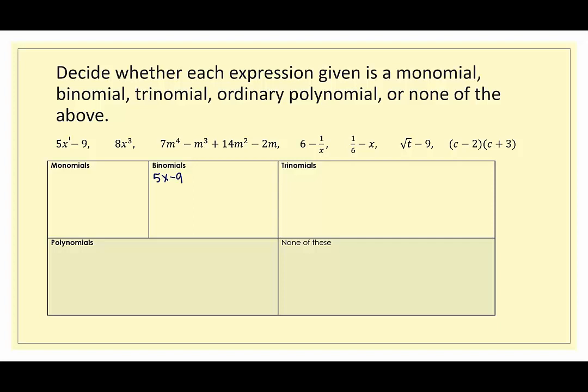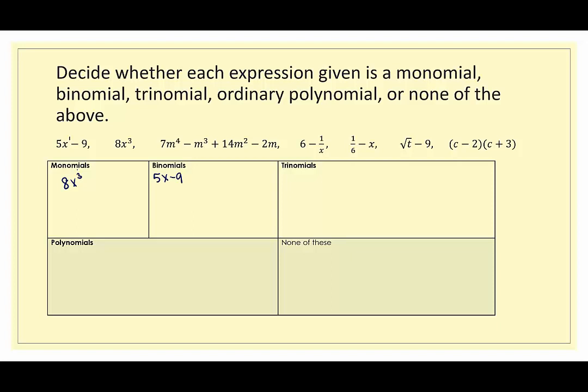All right, next up we have 8x cubed. So we have x raised to the power of 3. 3 is a positive integer, so we're all good to go. This is a polynomial. I don't see any pluses or minuses. It must be a monomial. So we're going to put it right here in the monomial box.